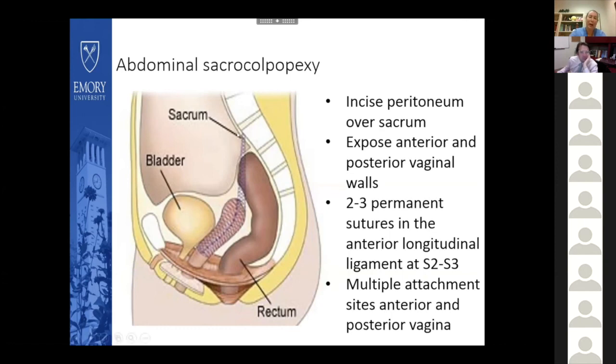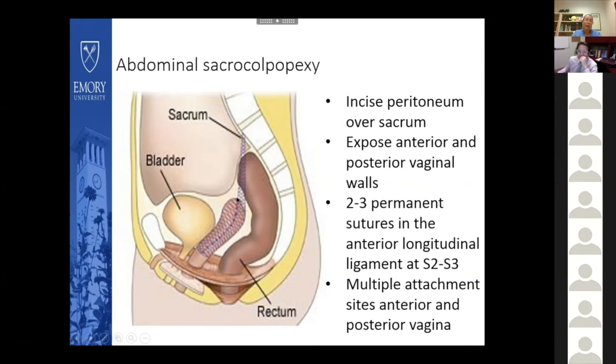So you incise the peritoneum right here over the anterior longitudinal ligament. That's a test question. Anterior longitudinal ligament. That's what you're attaching it to at S2 or S3. You're going to put 2 to 3 permanent sutures. I usually use Ethibond, and that's where one piece of the mesh is. Now this is a Y mesh, so the part of the Y that normally stands goes to the sacrum, and then the 2 leaves of the Y go to the anterior vagina and the posterior vagina.